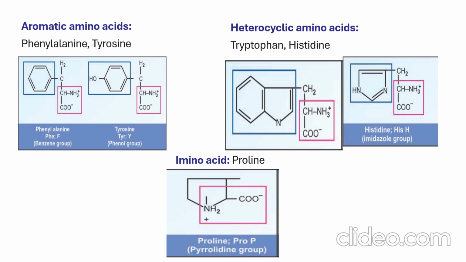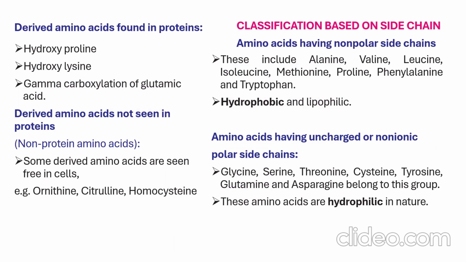Derived amino acids found in proteins. After the synthesis of proteins, some of the amino acids are modified. For example, hydroxyproline and hydroxylysine are important components of collagen. Gamma carboxylation of glutamic acid residues of protein is important for the clotting process. In ribosomal proteins and in histones, amino acids are extensively methylated and acetylated.